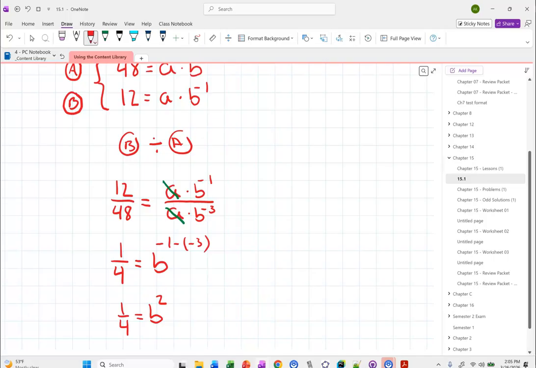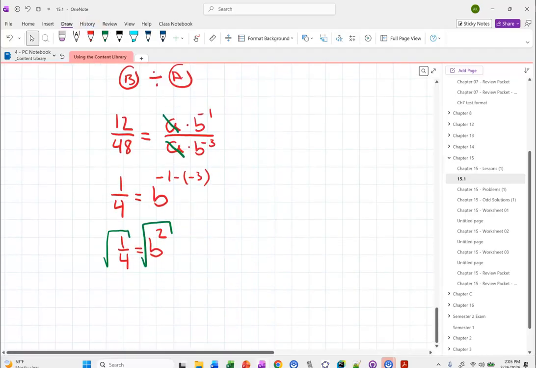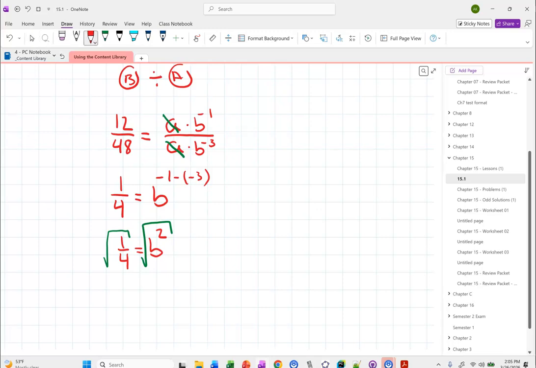Okay. Now what do I need to do to solve for b here? I have b squared. We'll square root both sides, right? When I square root both sides of the equation, what does that generate? B. What do you have to remember when you square root both sides of an equation? Plus or minus. Now, what's the square root of 1/4? It's the square root of 1 over the square root of 4.